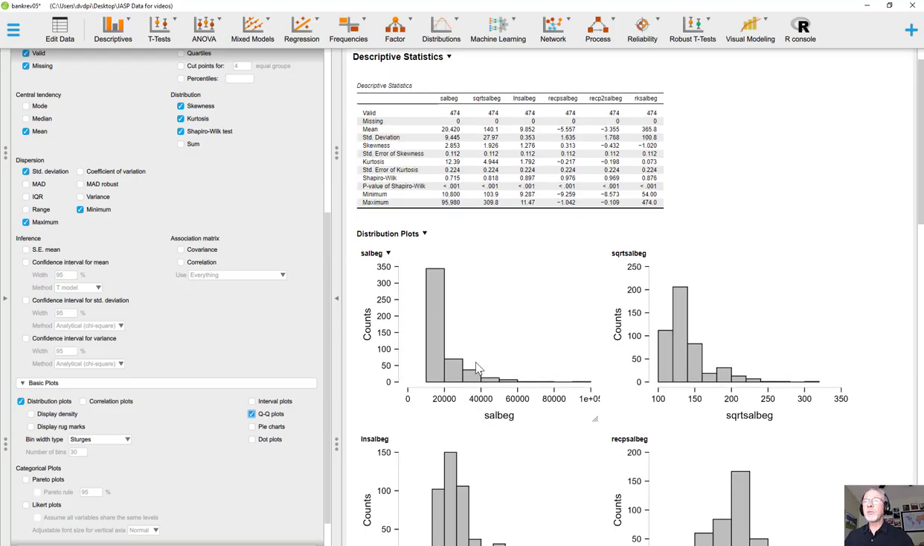Okay, so here's the original distribution that we have, and as you can see, it was very highly skewed. The skewness index here is 2.853. A general rule of thumb for problematic skewness is over 1. Same thing with kurtosis, over 1 is considered problematic. And here you have a 12.39.